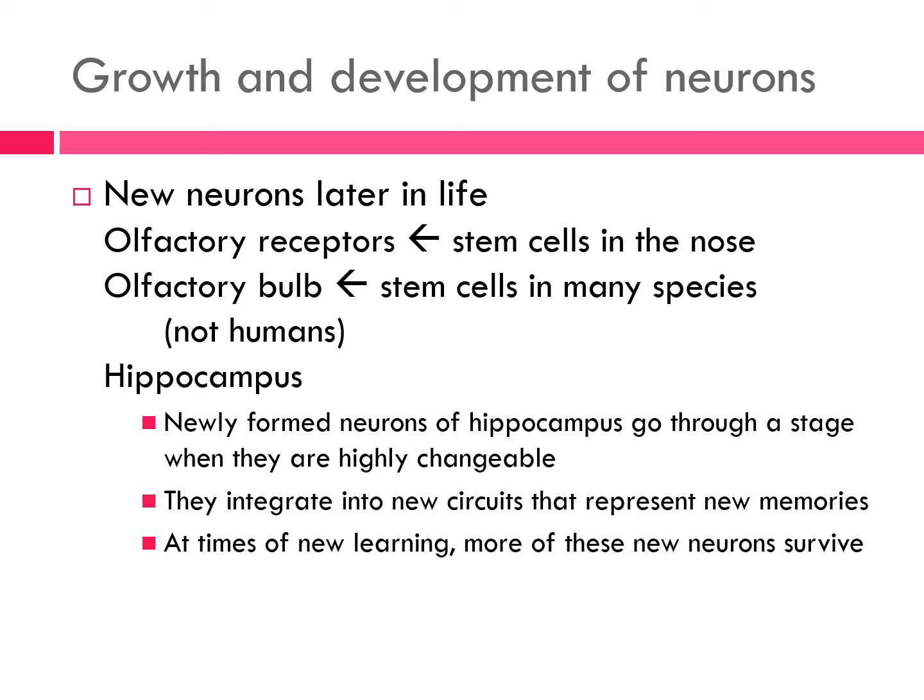So newly formed neurons in the hippocampus go through a stage where they're highly changeable. They are going to need to be integrated into new circuits that are helping to represent memories. And when I say so, I think it's your author that says that they represent new memories. For me, my understanding of the hippocampus is it is helping us to consolidate those memories. It is involved with bringing those memories back up. But those memories are represented or stored in the temporal lobes.